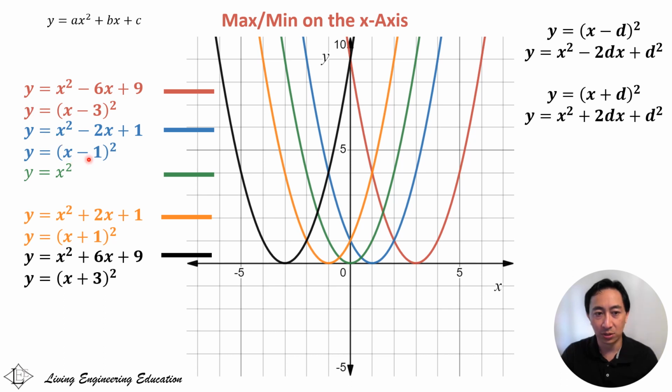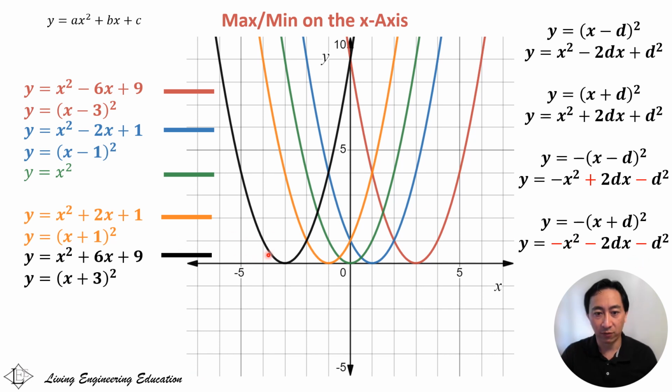Here, the minimum is occurring at x equals positive 1. Here, the minimum is occurring at x equals negative 1 and at negative 3. Does that make sense? All right, and then we can flip it.